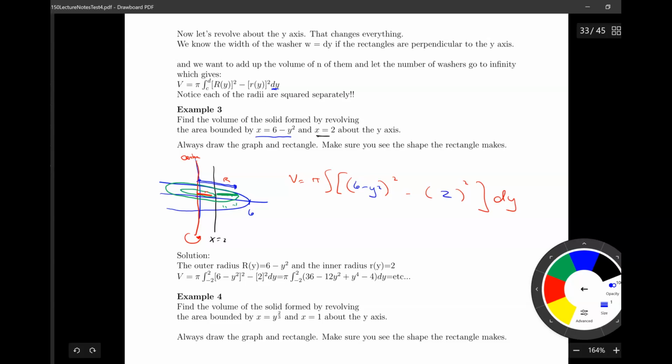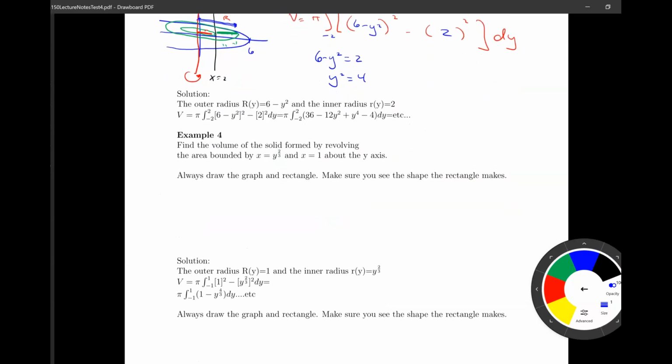So there we go. And then we're going to have to figure out where to start and end building rectangles. So 6 minus y squared equaling 2. So that'll give me y squared is equal to 4. So that gives me y equaling positive and negative 2.